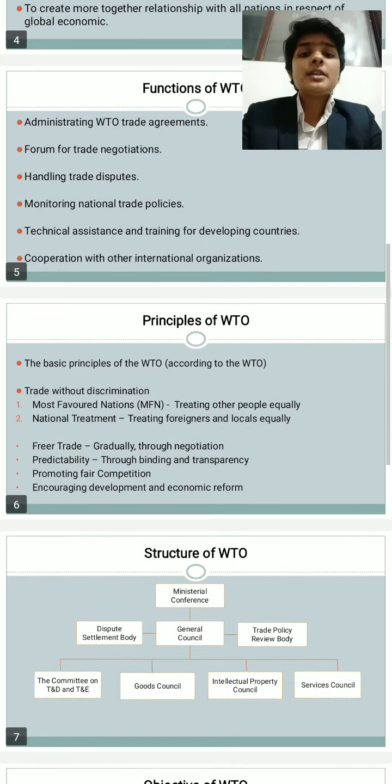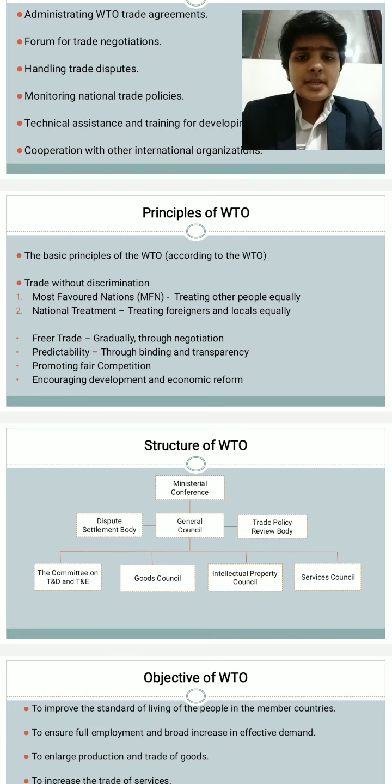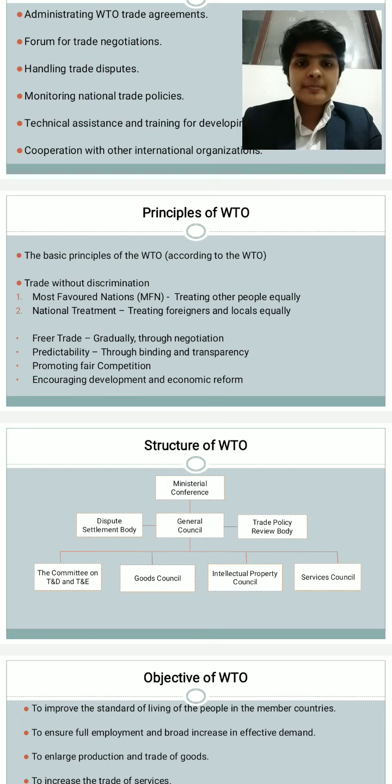Now let us see the principles of the World Trade Organization. The basic principles according to the World Trade Organization: first, trade without discrimination, in that, most favored nation, which means treating other people equally. The second is national treatment, in which foreigners and local people are treated equally. The next is fairer trade gradually through negotiation, and predictability through binding and transparency. Promoting fair competition. The last is encouraging development and economic reform. These were the principles of the World Trade Organization.